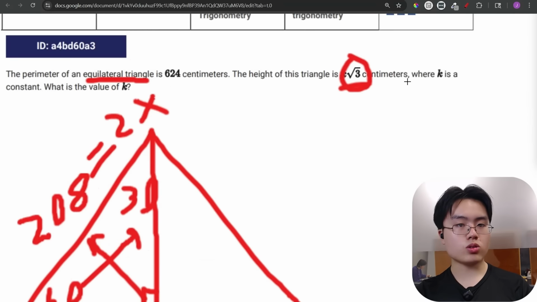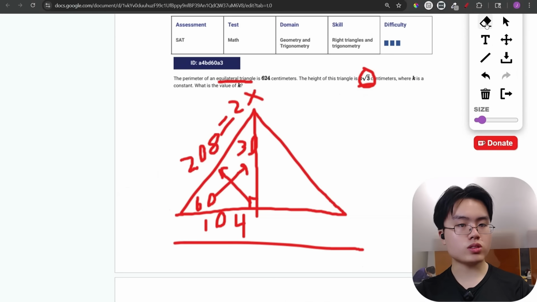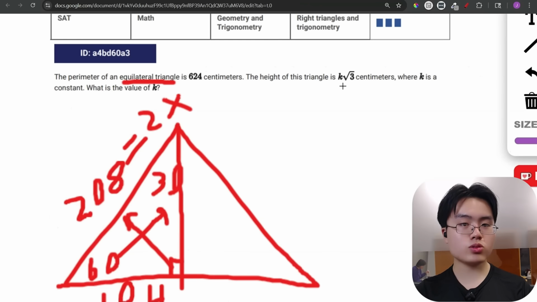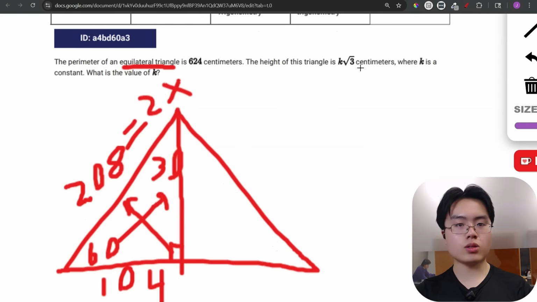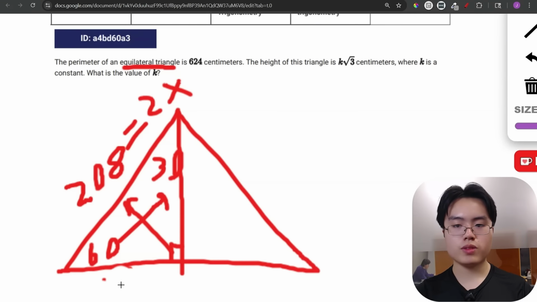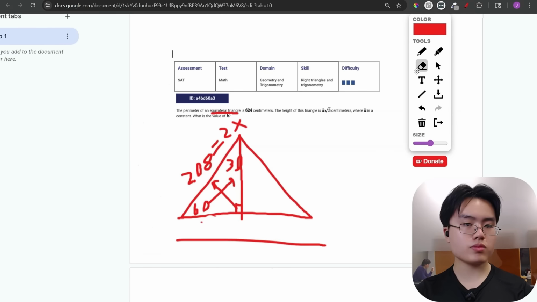And if you look at the question, what is k? k square root of 3 is the height when you find k. So k is just 104. It's the number of times square root of 3 that is going to be the height. We have the number that you multiply square root of 3 by, the 104. Right, so 104. So k equals 104. Hopefully that makes sense to you.